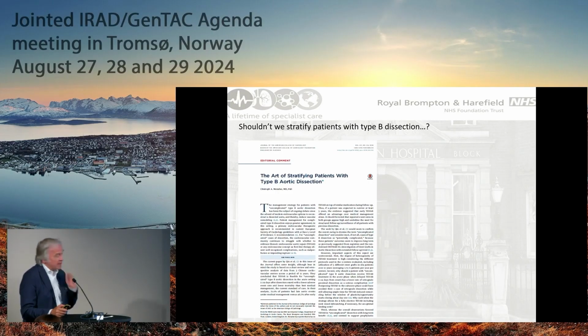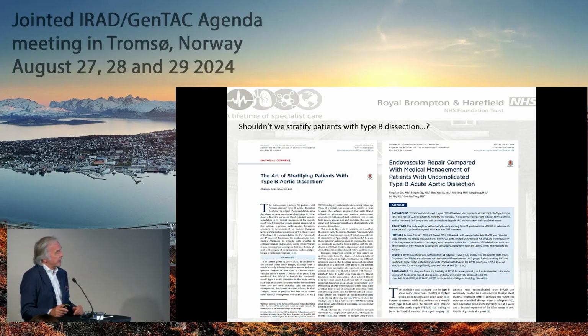This is a statement that I was invited to write 8 years ago. Should we stratify patients with type B dissection for endovascular treatment? Of course we should. I think there's a genuine thought that not everybody is suitable for that, and there are alternatives. There are certain groups that don't deserve it because they're doing well anyway, or they're too old to benefit from it. So stratification is, I think, an overarching concept for using the endovascular approach.